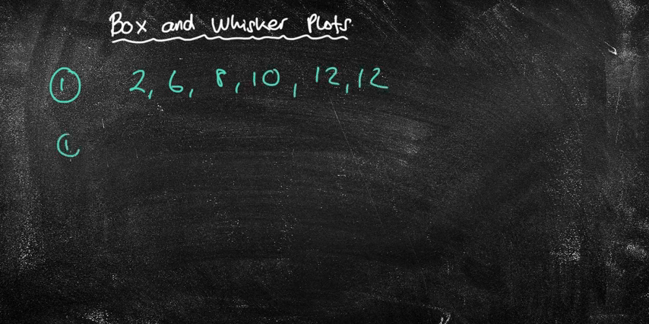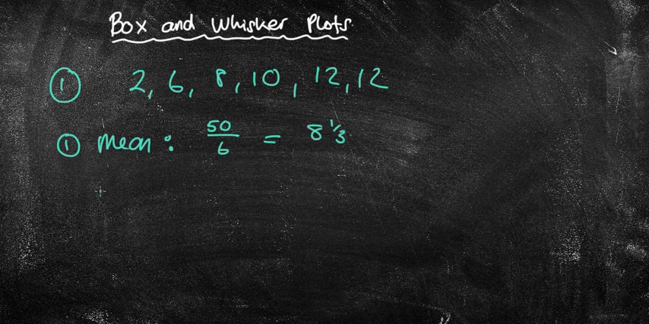So first of all, how do we find the mean? Hopefully you remember that for the mean, we simply add all the numbers together. So that means we're doing 2 plus 6 plus 8 plus 10 plus 12 plus 12. And then we divide by however many numbers there are. In this case, there are 6 numbers. So it should be something like 50 divided by 6, which gives us approximately 8 1/3.